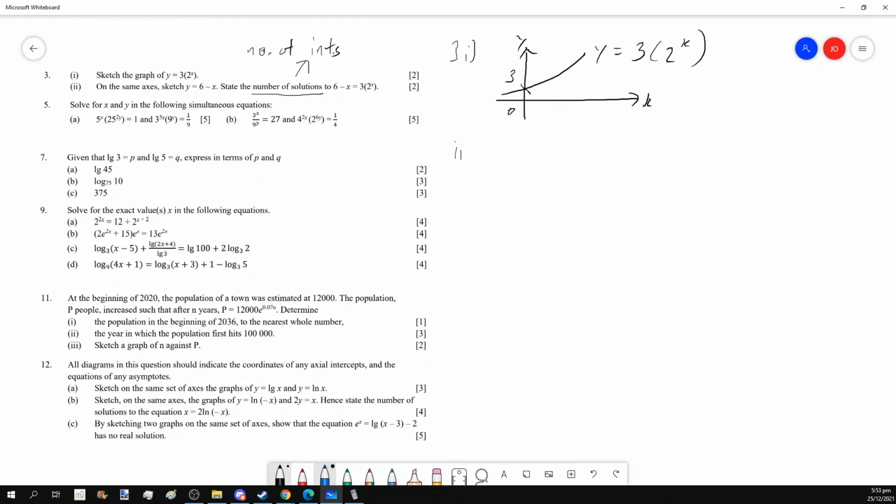Second part asks us to sketch 6 minus x, and then afterwards they want us to find the number of solutions. This is actually a bit of a joke question, because 6 minus x is like, come on, you guys learned linear graphs at what, 12 years old? You have nothing to be afraid of. So the y-intercept here will be 6. The gradient will be -1, and therefore we can expect the graph to be a downward straight line like so.